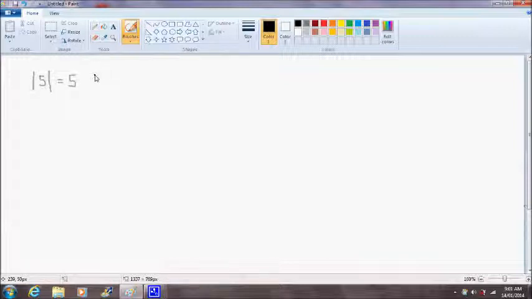So the absolute value of 5 is just equal to 5. Let's say we have the absolute value of -6. Well, the absolute value of -6 is just positive 6. We really have to treat the thing inside of the vertical absolute value bars as a single entity. So that means if there is an operation inside, we do the operation first and then we evaluate the number at the end.